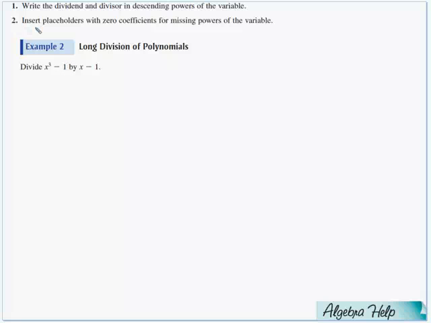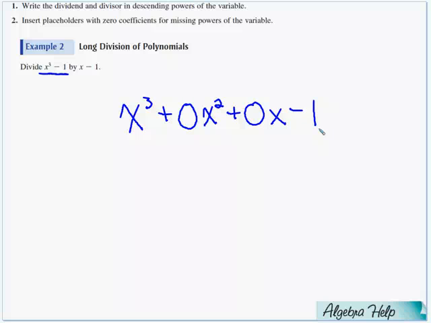So what that second point up there says is insert placeholders with zero coefficients. So before I divide into this, I have to write it out as x cubed plus 0x squared plus 0x minus 1. So I still got my x cubed minus 1, but I put some zeros in to hold the places of the missing variables, x squared and x. Now I can divide that by x minus 1. And let's see what happens.